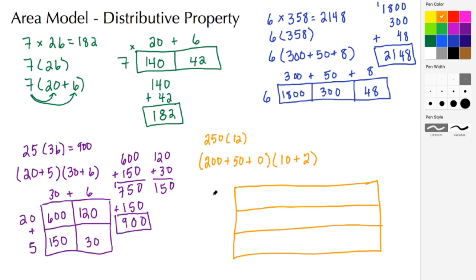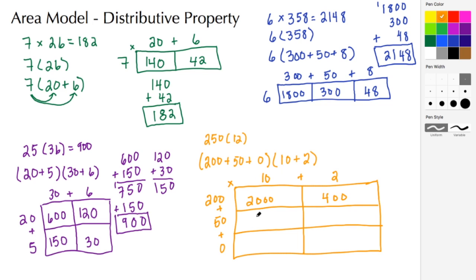So I'm going to have 200, 50, and then 0. Add my little plus symbols in between, and it has to have 2 columns where I have 10 and then 2. And of course I put my little multiplication sign there. All right, 2 times 1 to give me 2, and then I tack on 3 zeros. 2 times 2 to give me 4, and I have 2 zeros here to tack on.